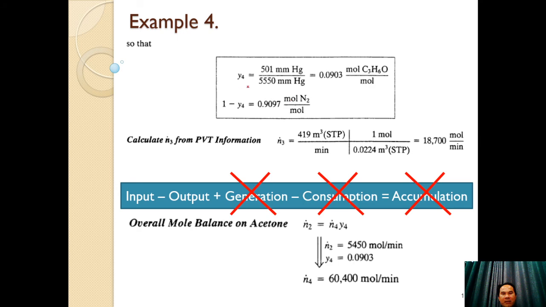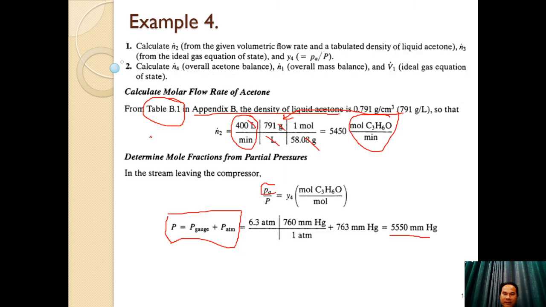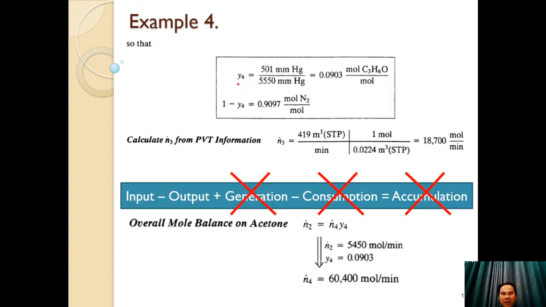And also, you can calculate Y4. Y4 equals PA divided by P total. PA equals 501 millimeters mercury. This is the partial pressure of acetone in this stream, 501 mercury. It is not stated whether this is gauge pressure or not. Okay, you assume it is the absolute pressure already. Then you can solve for Y4, and then you can calculate Y1 minus Y4.